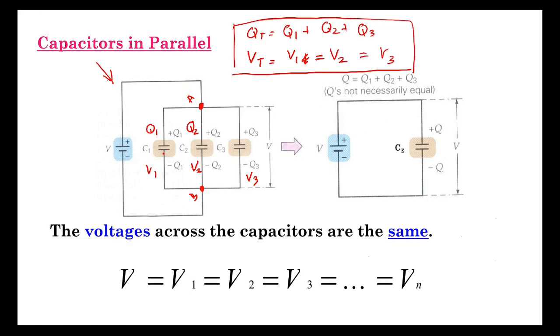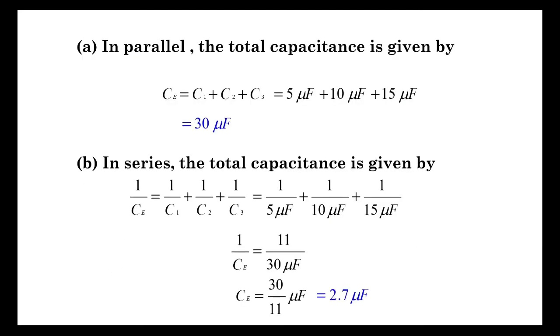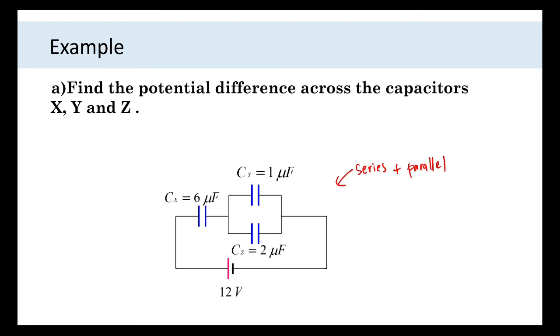But the potential is the same for every capacitor that is connected in parallel. So VT is equal to the potential at capacitor 1, equal to the potential at capacitor 2, and also equal to the potential at capacitor 3. Then we derive the effective capacitance formula, which is C effective is equal to C1 plus C2 plus C3. So now I think we have done.